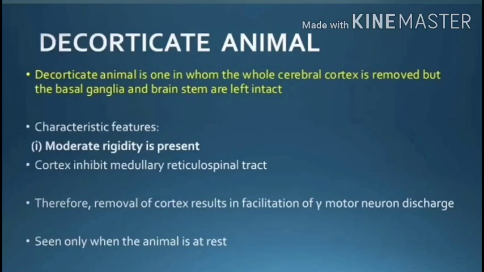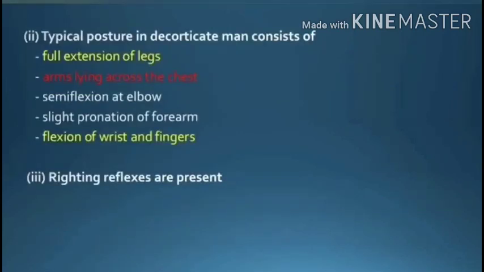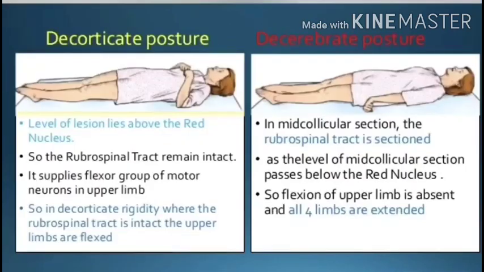The typical posture in a decorticate man consists of full extension of the legs, arms lying across the chest, semi-flexion at the elbow, semi-pronation of the forearms, flexion of the wrists and fingers. Righting reflexes are present. So you can see the picture of a decorticate posture and a decerebrate posture.